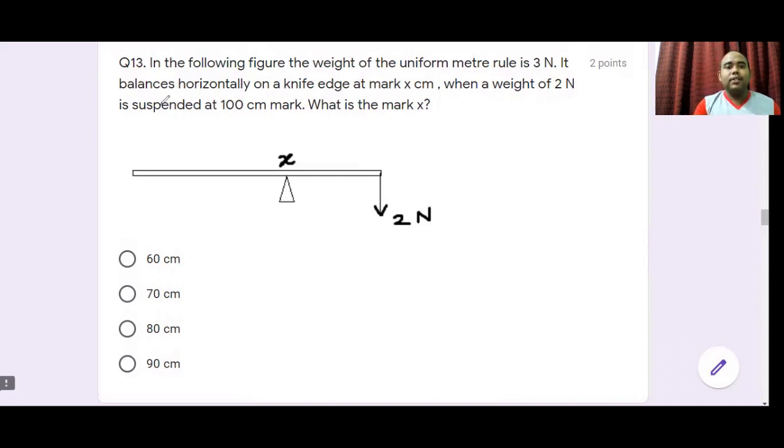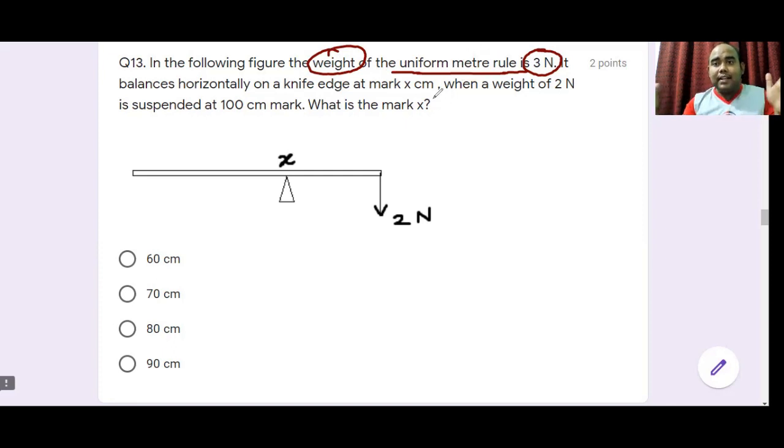Anyway, look at this question. In the following figure, the weight of the uniform meter rule is 3 Newton. ठीक है, ये जो यूनिफॉर्म मीटर रूल है, एक एक वर्ड को ध्यान दो. यूनिफॉर्म मीटर रूल, इसका वेट कितना है? 3 न्यूटन. The uniform meter rule has a complete length of 1 meter, इसीलिए इसका नाम मीटर रूल है.